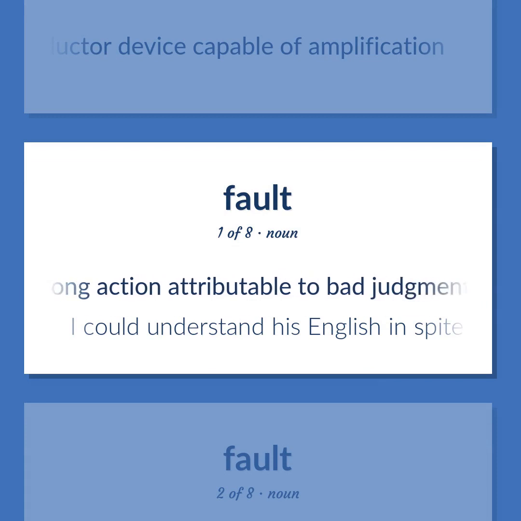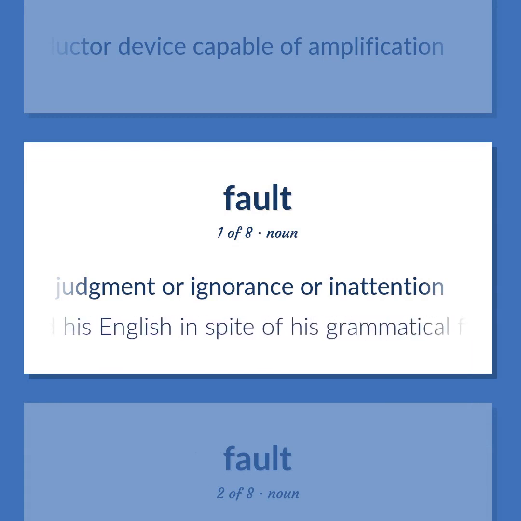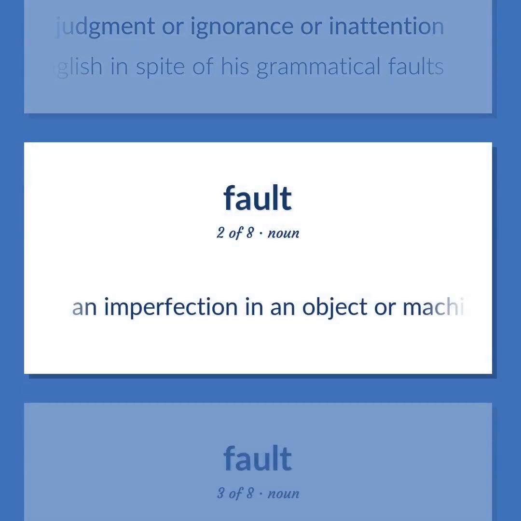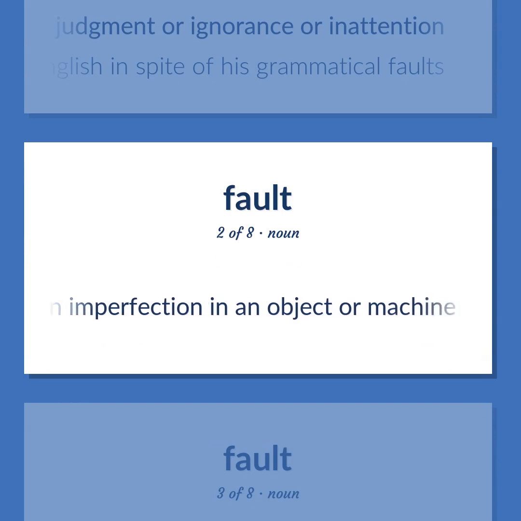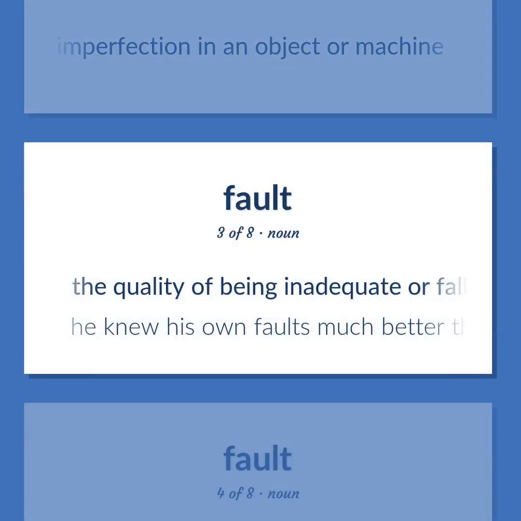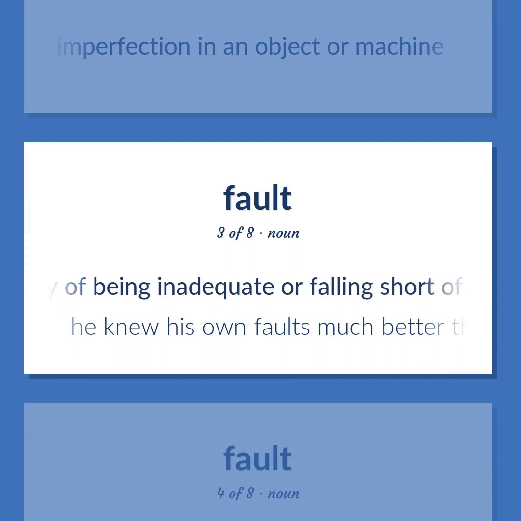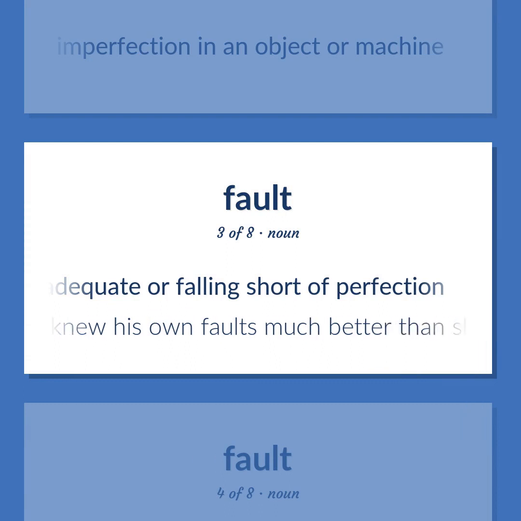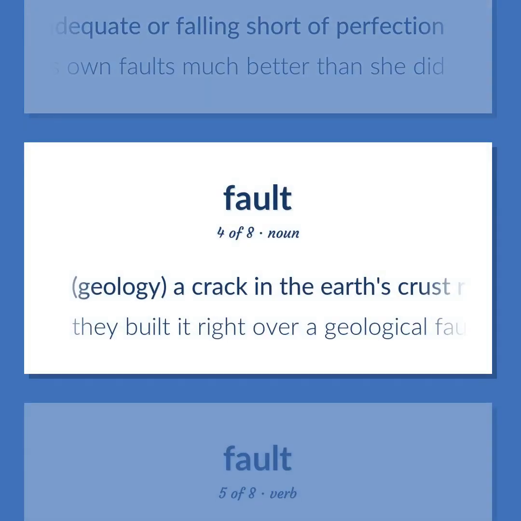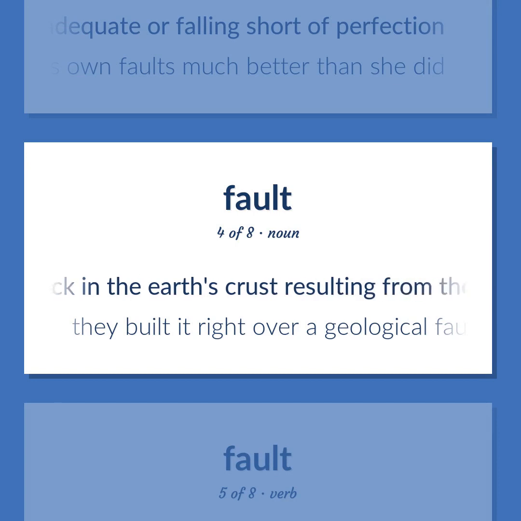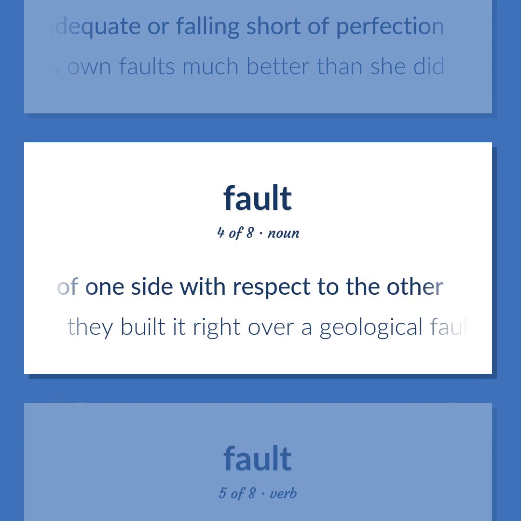A wrong action attributable to bad judgment or ignorance or inattention. I could understand his English in spite of his grammatical faults. An imperfection in an object or machine. The quality of being inadequate or falling short of perfection. He knew his own faults much better than she did. Geology. A crack in the Earth's crust resulting from the displacement of one side with respect to the other. They built it right over a geological fault.